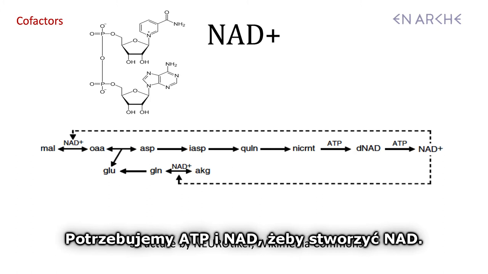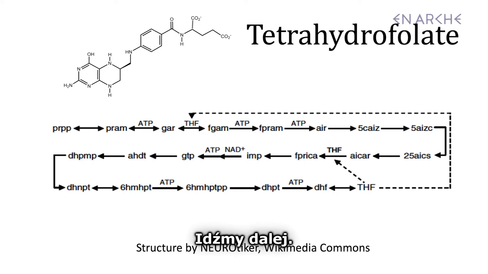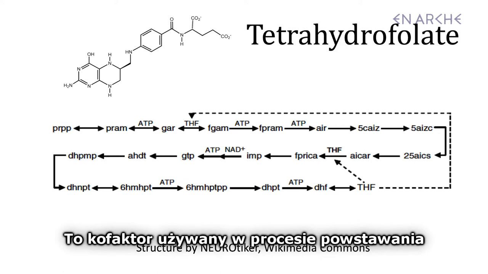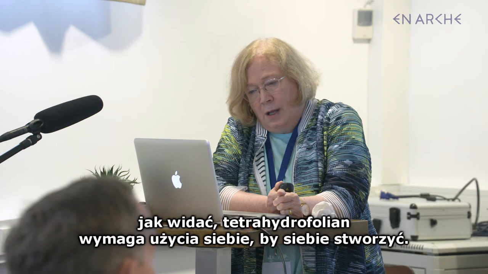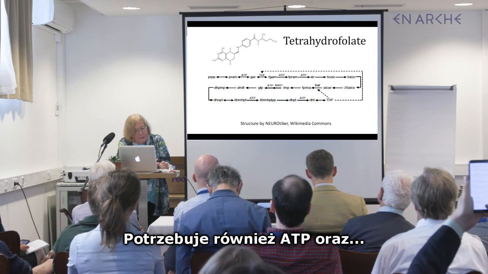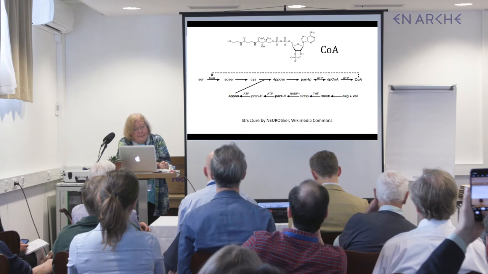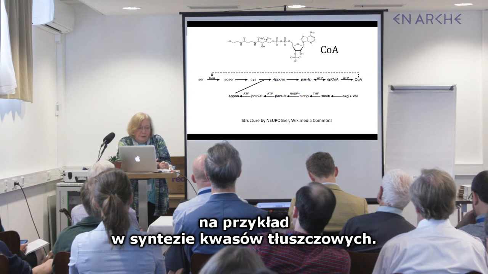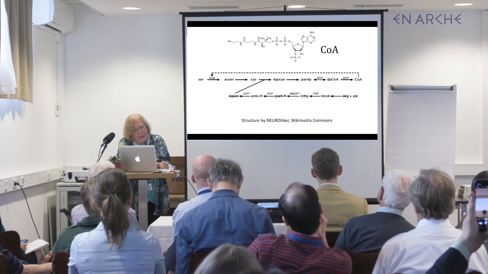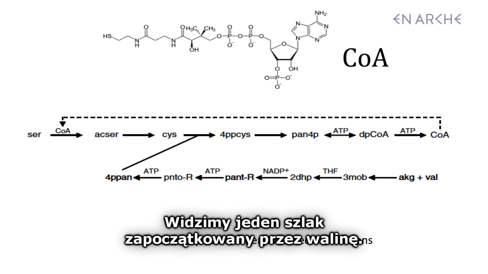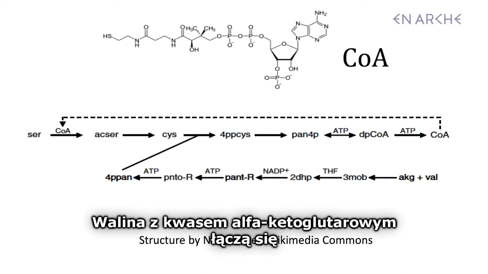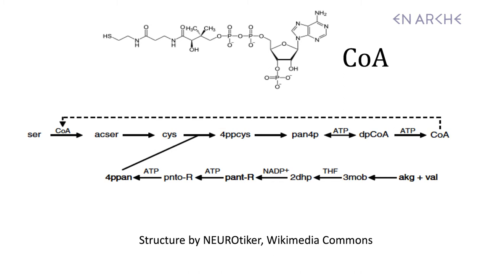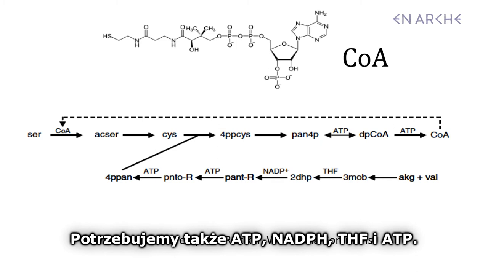Okay, so let's continue the circular path. Here's tetrahydrofolate. It's a cofactor used in the process of making nucleotides of all sorts. And what do you notice? What do you see? Tetrahydrofolate requires itself to make itself, and it also requires ATP and NAD. Okay. And CoA, another cofactor involved in carrying carbons to, in particular, things like fatty acid biosynthesis. Interesting pathway here. You come in one pathway starting from valine and alpha-ketoglutarate, and then it branches in with serine, and that's where the CoA comes in. You also need ATP, NAD, THF, and ATP. So we've got loops within loops within loops.